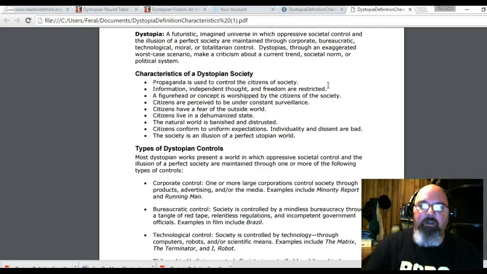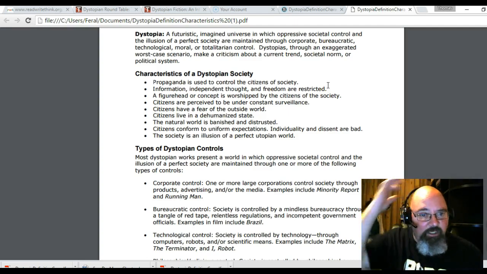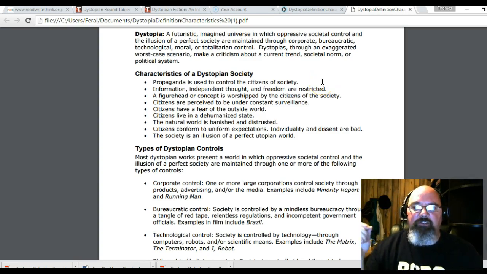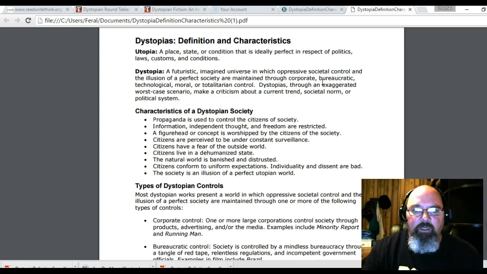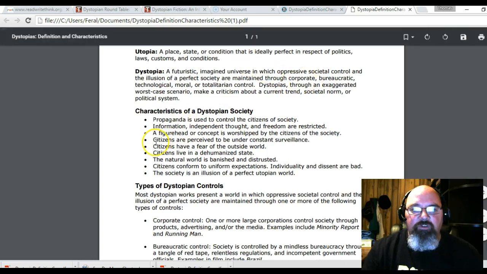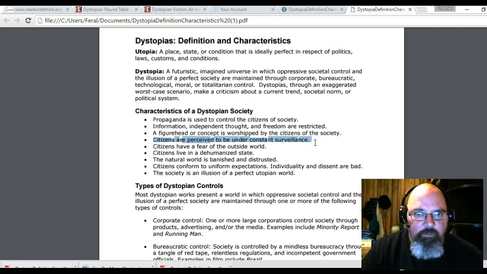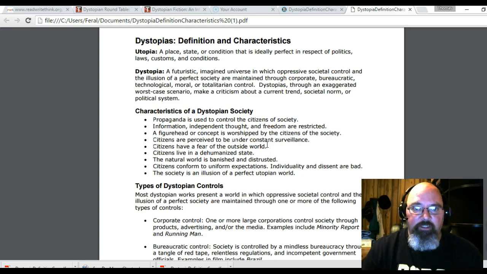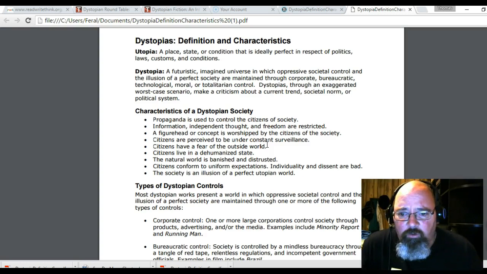Okay? A figurehead or a concept is worshipped by the citizens of the society. Okay? Usually there is a very strong authoritarian figure that everybody sort of follows. Everybody tips their hat to. Citizens are perceived to be under constant surveillance. Shh, we can't talk here. People might hear us. Okay? Citizens have a fear of the outside world, and a lot of this is because the government doesn't let them know what's on the outside world, or they tell them that what's on the outside world is worse than what is on the inside world.